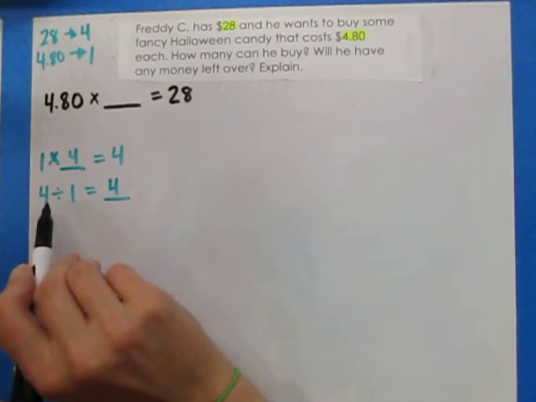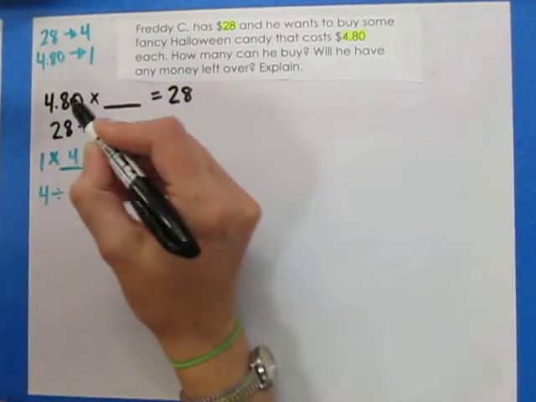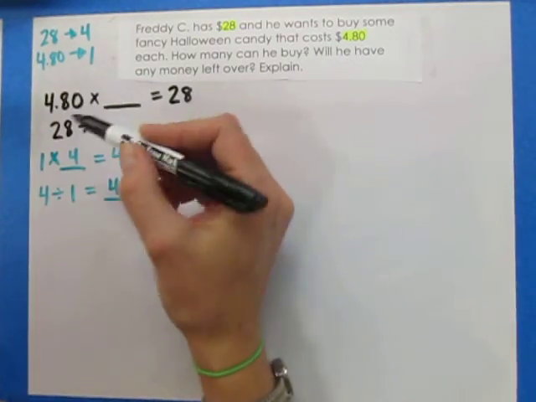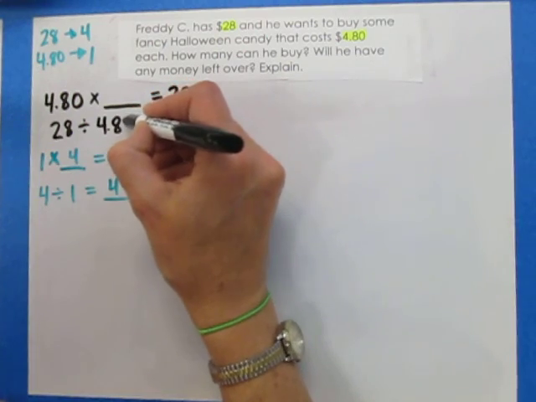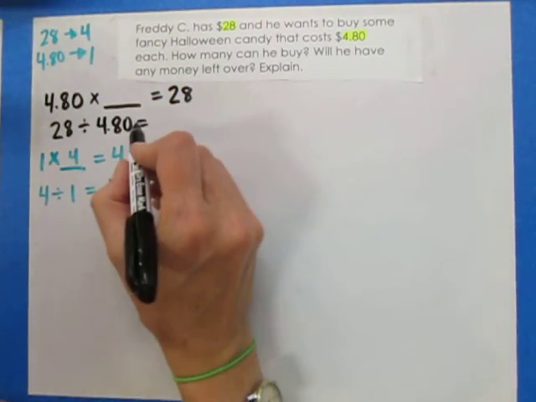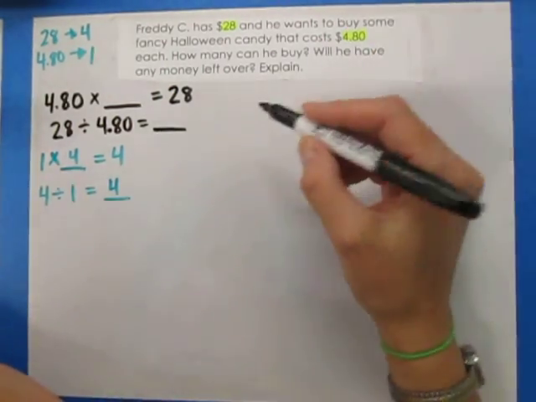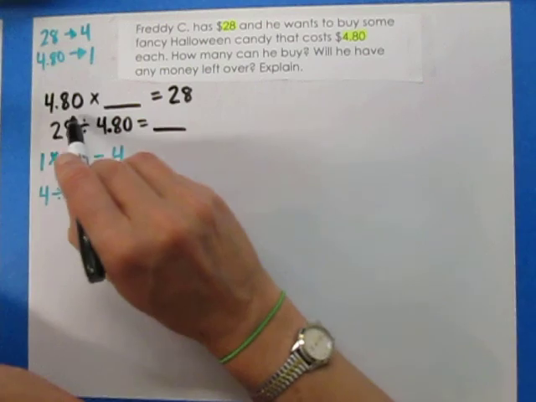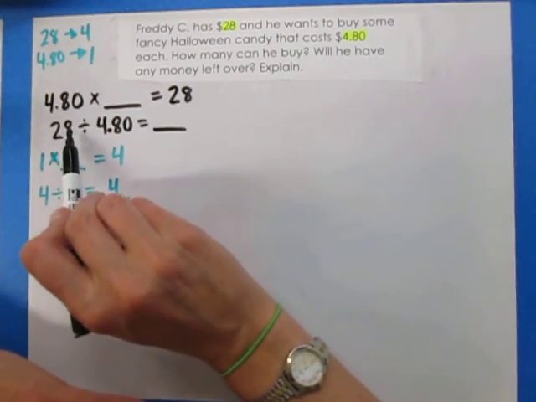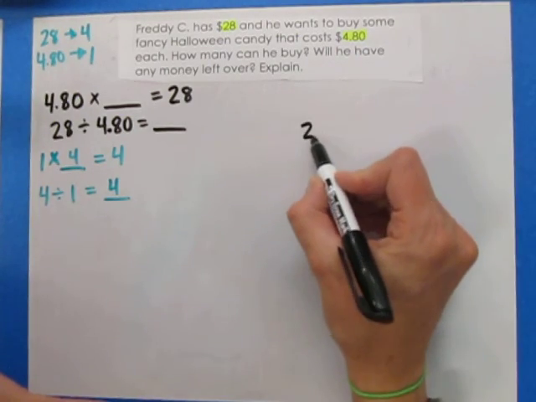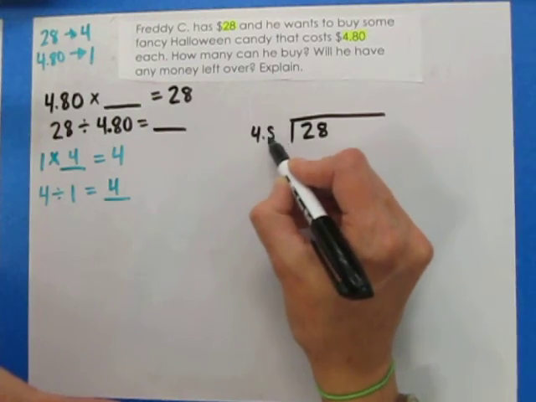So 4 divided by 1 would be basically this 28 divided by 4.8, because remember 4.8, or 4.80, was the 1. So now we have, this is our problem right here, and we have 28 divided by 4.80, and we always put the first number in the house. So 28 divided by 4.80.